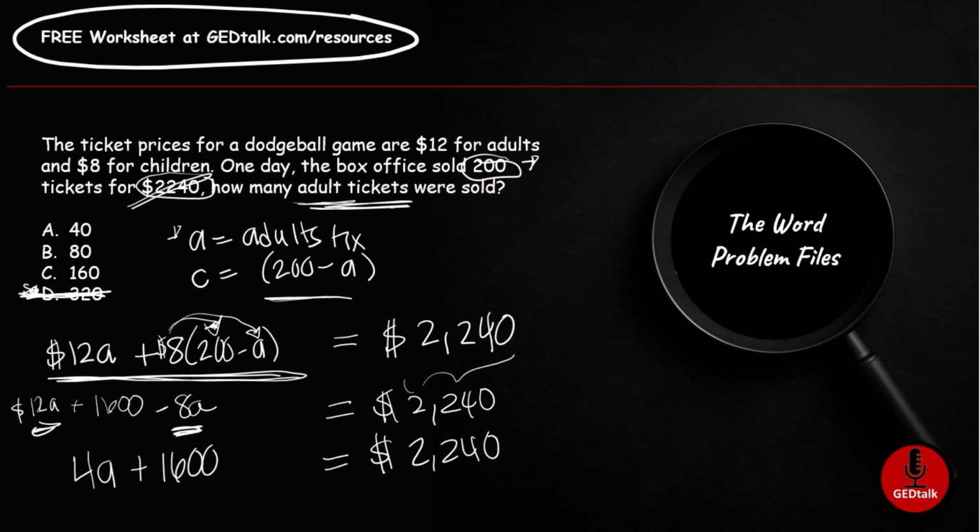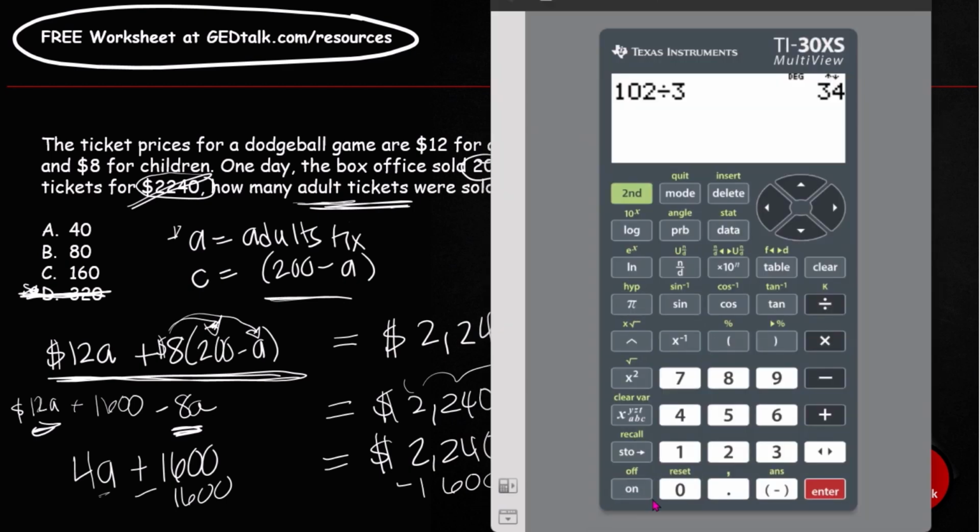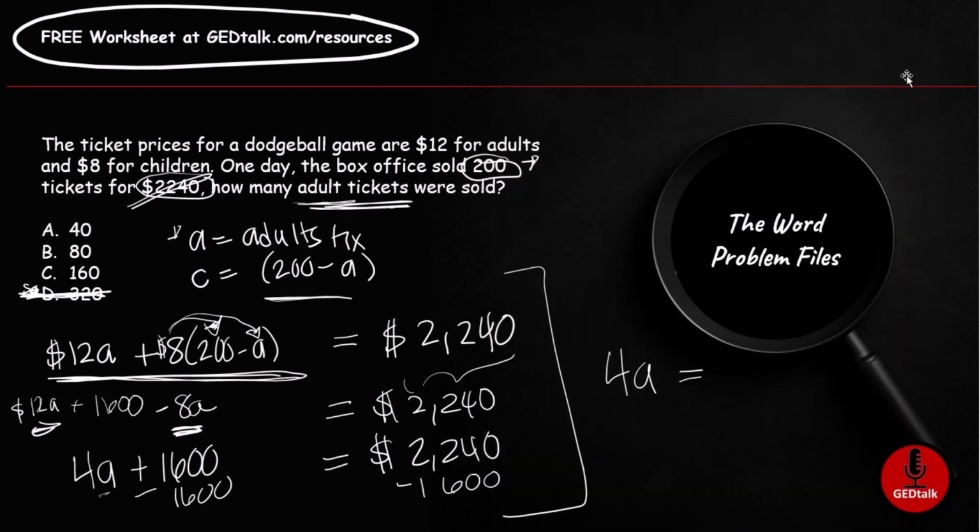And we're just going to continue on because the goal is to get this A, the adult tickets, by itself. So I'm going to subtract 1600 from both sides, and I'm going to write the rest of the problem over here, you guys, on the right. So I have 4A equals, what's 2240 minus 1600? Go ahead, folks, bring up your calculator because I'm not going to spend time doing that when my calculator can take care of it for me. So, 640. I'm going to write 640 on this side.